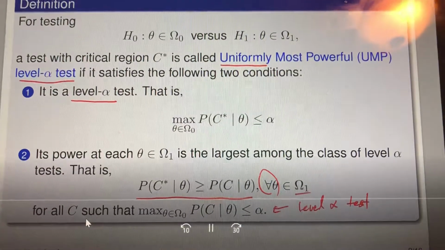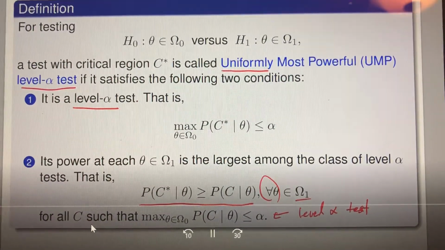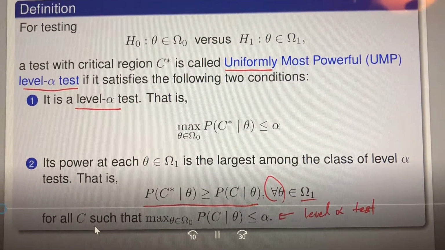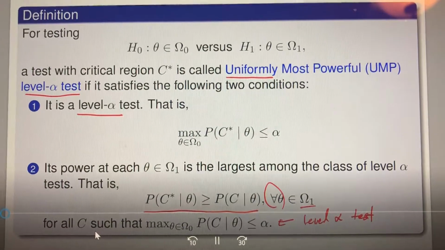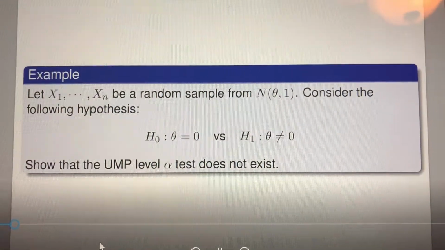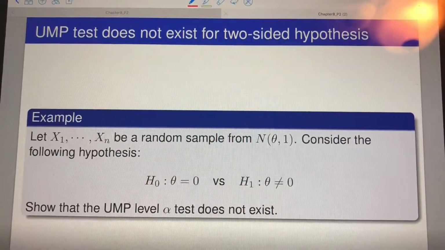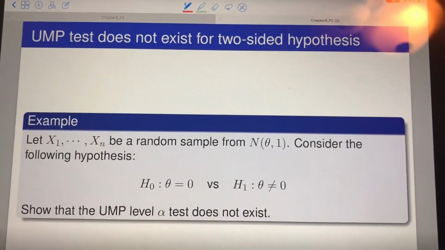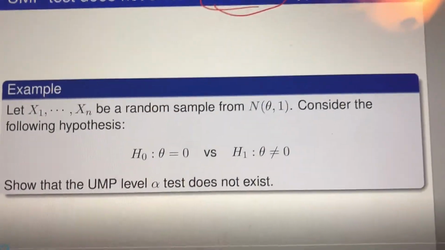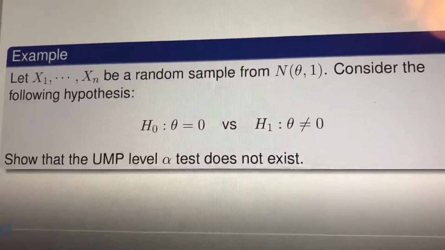So among the alternative hypothesis, we want the test power to be greater than the other level alpha tests. That is the UMP test. Now the problem with the UMP test is that it does not always exist. This is an example: for a two-sided hypothesis, we may not get the UMP test.